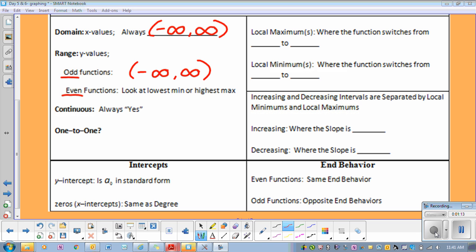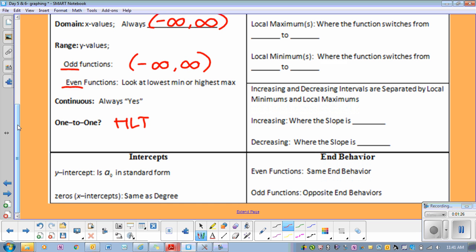All right, and one-to-one. Which line test do we use to determine if it's one-to-one? Good, horizontal line test. Does it hit the graph in only one spot? If you say yes, good, it's one-to-one. If you say no, then it's not one-to-one. So both answers are possible.